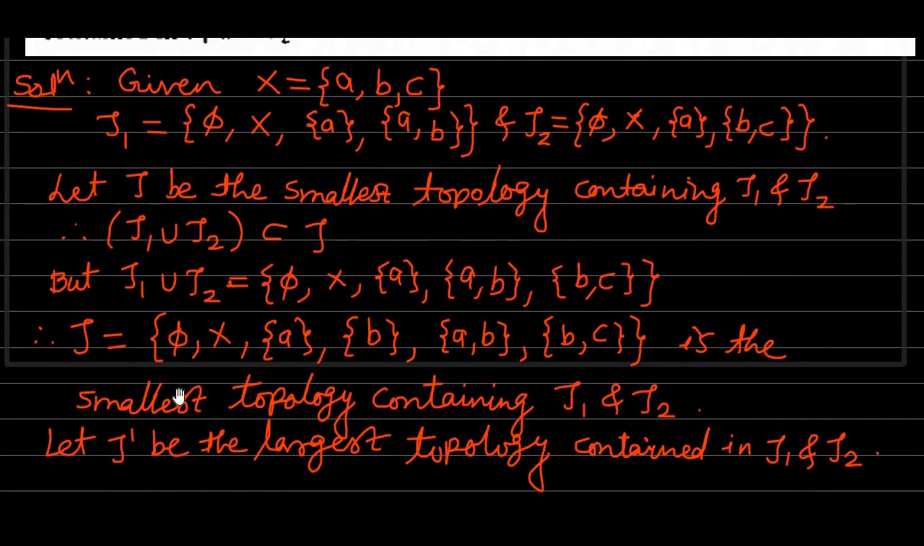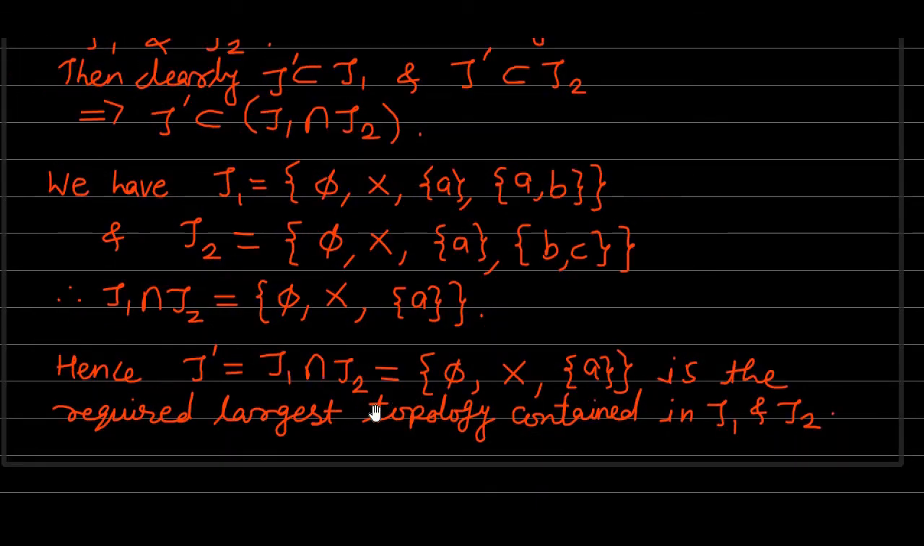In the first part of this example, we obtained the smallest topology which contains TO1 as well as TO2, and it was TO, the collection consisting of the empty set phi, complete set X, singleton set A, singleton set B, 2-point set A, B and 2-point set B, C. This is the smallest topology containing TO1 and TO2. And in the second part, we have obtained the largest topology contained in TO1 and TO2, and it was the collection consisting of the empty set phi, the complete set X and the singleton set A. In this way, we have solved this example.